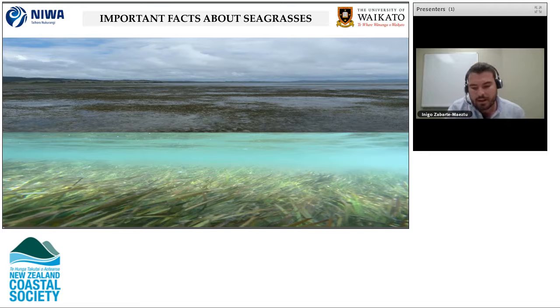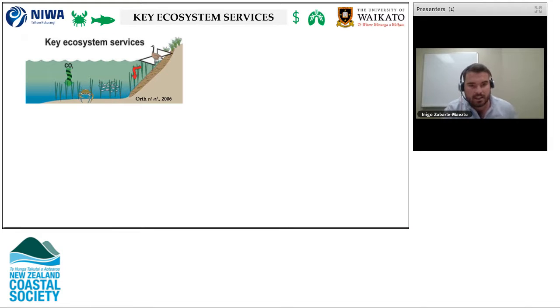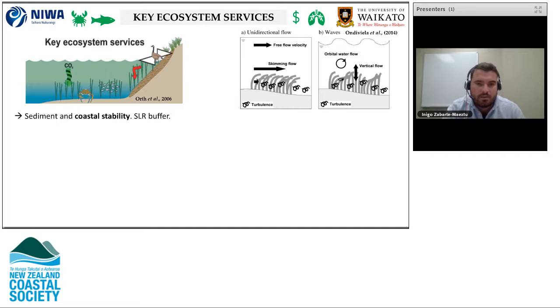These seagrasses are very important key habitats. So I'm going to start by telling you the main key ecosystem services that seagrasses provide to our coasts. The first one is that they give coastal stability and reduce the hydrodynamism from the waves and unidirectional flow, and they may be used as a buffer for sea level rise in the future.